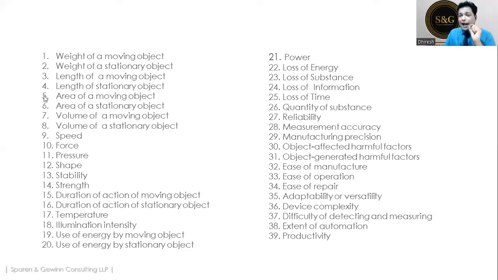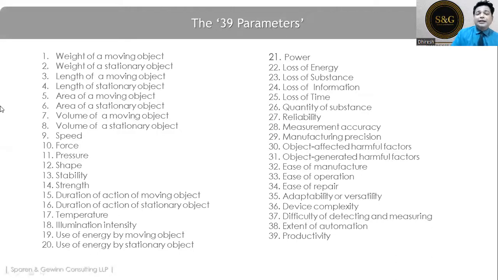Now we have to identify the contradictions, and there are 39 parameters Altshuller has identified. According to him, these parameters can contradict with each other. For example, let me give you an example. Let's say speed. If I want to run my machine with speed.